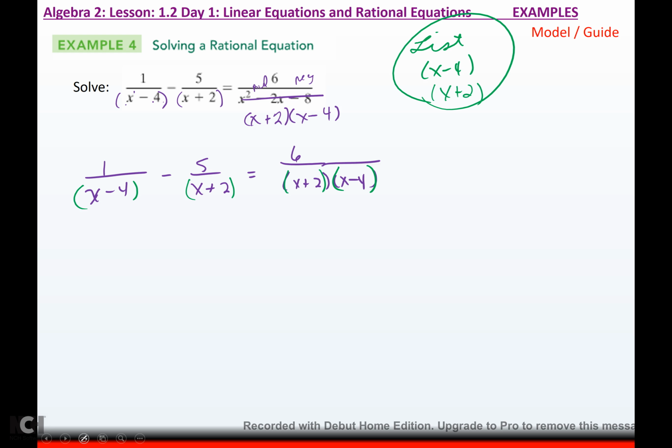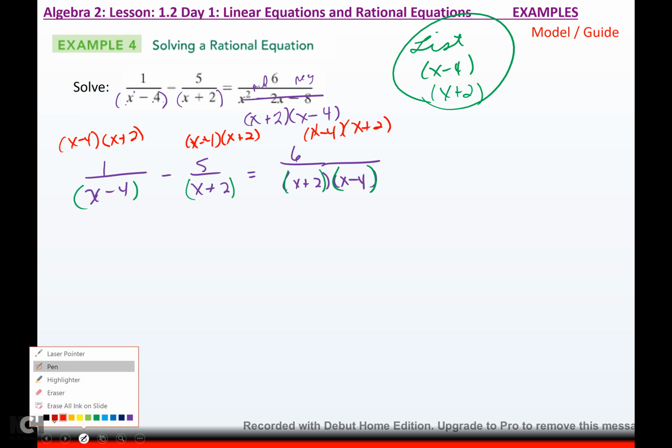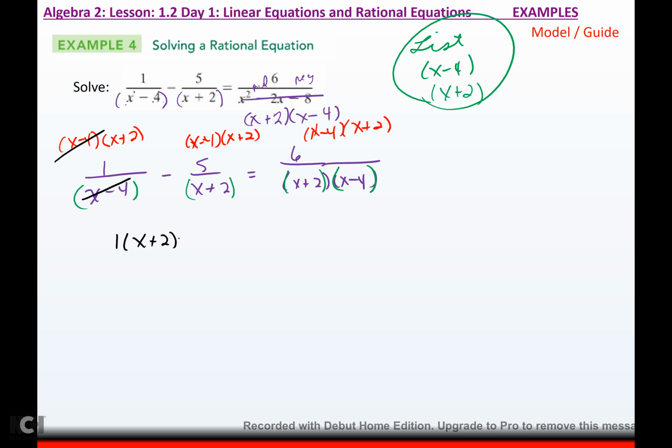So I'm going to multiply everything through by x minus 4, x plus 2. Then we're going to multiply. The x minus 4 cancels. I'm left with 1 times x plus 2. The x plus 2's cancel. I'm left with negative 5 times x minus 4. These both cancel, so I'm left with 6. No more fractions.